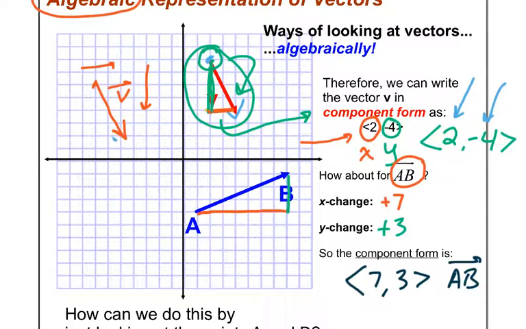So component form basically just breaks down our vectors into components. And as long as he's traveling a distance of 7 and up 3, that's the same vector. That's also vector AB. That's a great thing I love about vectors. You can just literally pick them up and move them anywhere you like. As long as you have the same magnitude and the same direction, you have the same vector. So you're good to go.